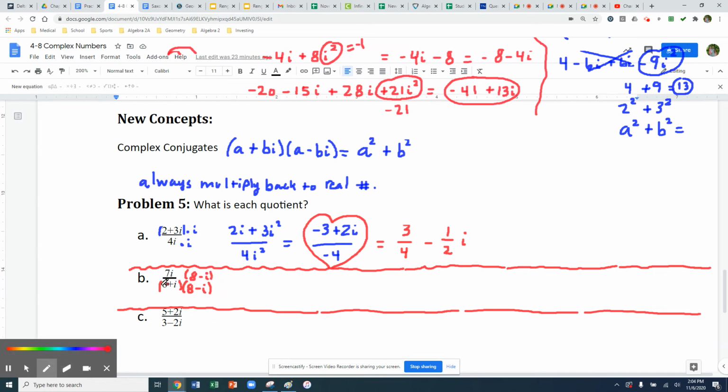So the next thing we'll do is a little multiplying. Now, with your conjugates, remember, we can use this little trick. All you have to do is take your a squared, which will be 64, plus your b squared, which is a 1, 64 plus 1, so your denominator is going to be 65.